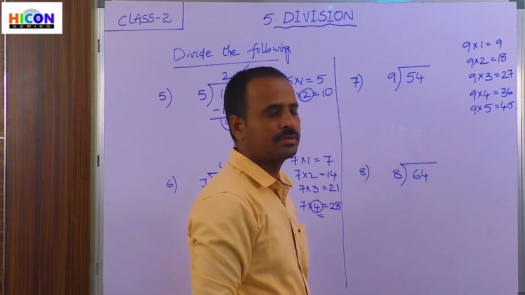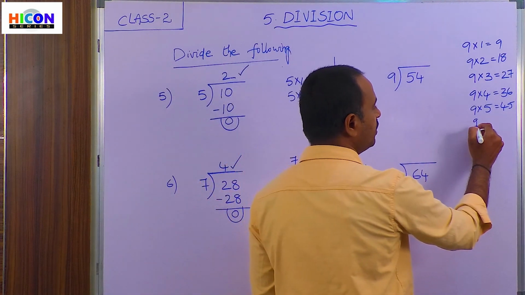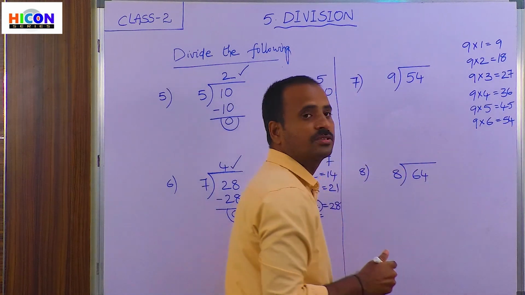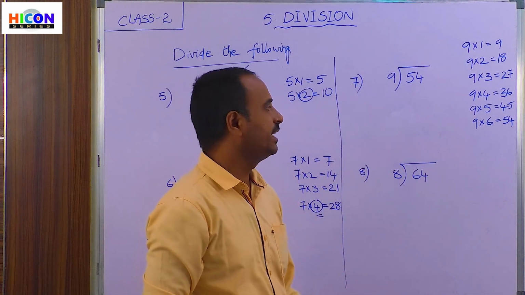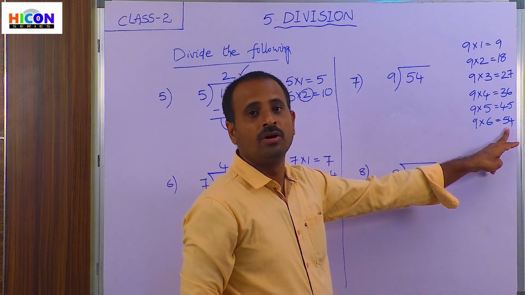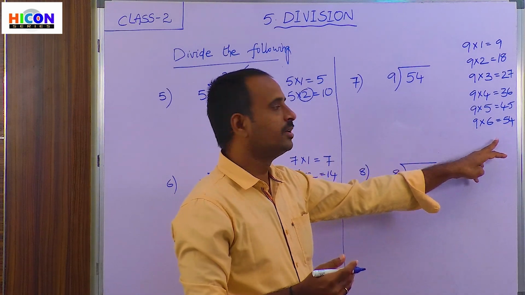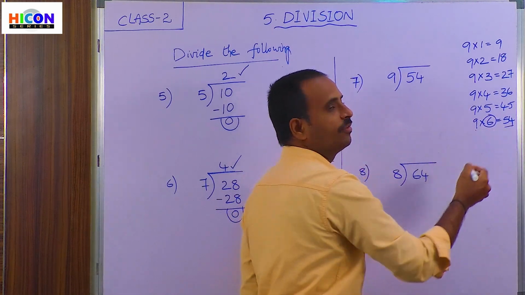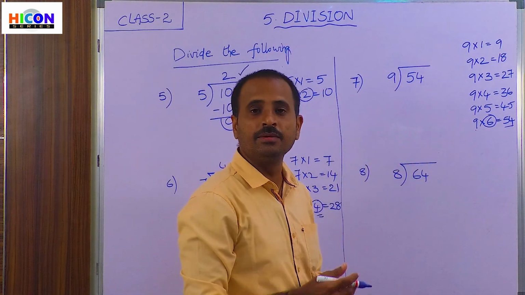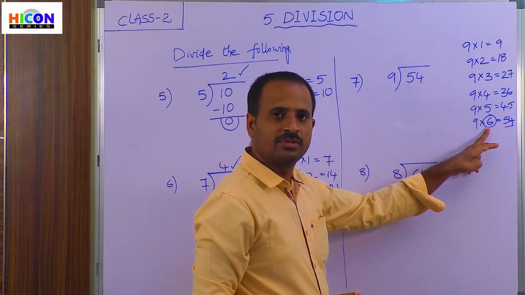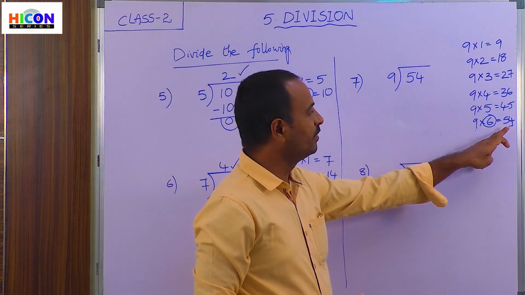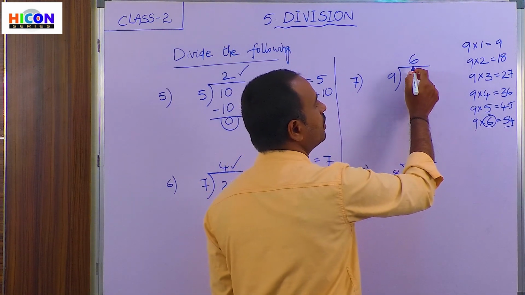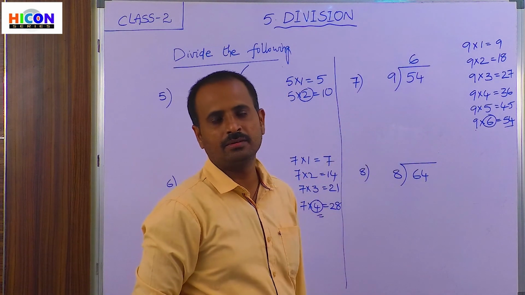Now take 6 times, that is 9 sixes are 54. Yes, we will get the number 54. How many times we have to take? So 6 times. So 6 times 9 is 54. Then we will get 54. So write 6 in the quotient on the line above the dividend.